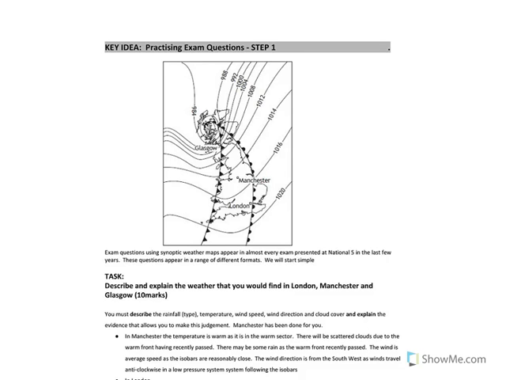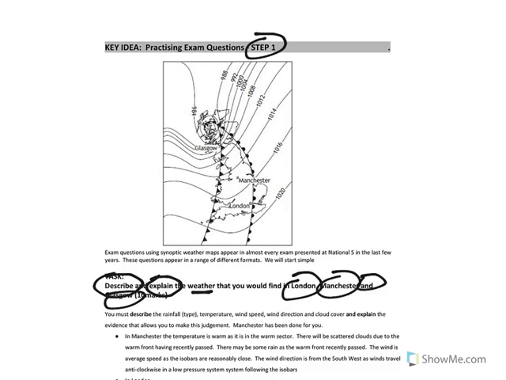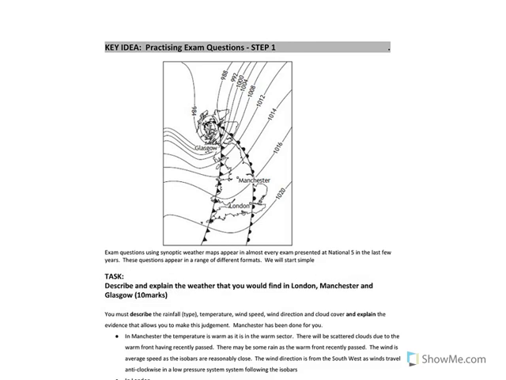Okay, in this tutorial I'm going to help you answer this practice exam question, step 1. In this question we are going to look at how we describe and explain the weather that we're going to find in these three cities. You will find if you look down in the question that Manchester has actually been done for you. It's really quite important to study this little example that I've put in because it shows you the key things that you want to put into your answer.